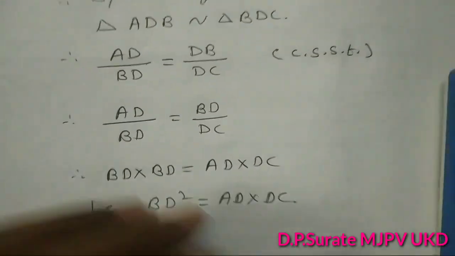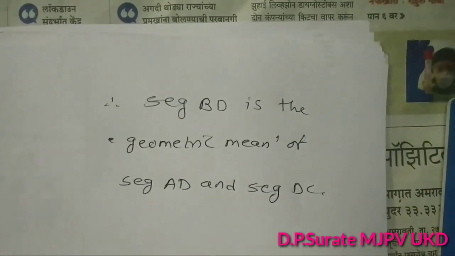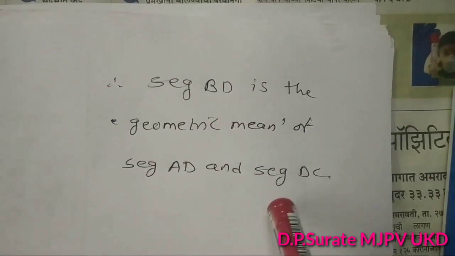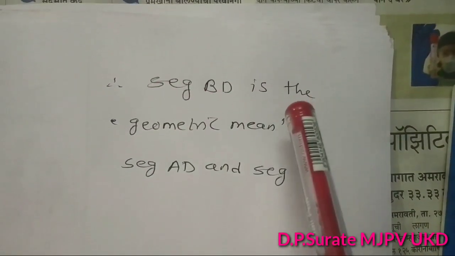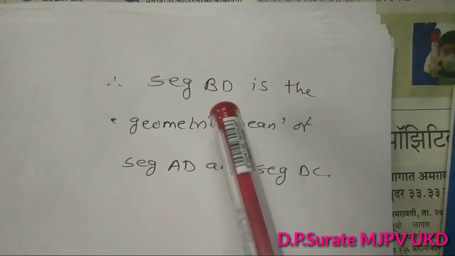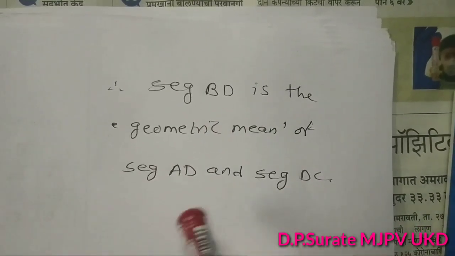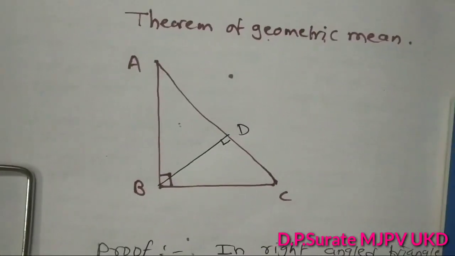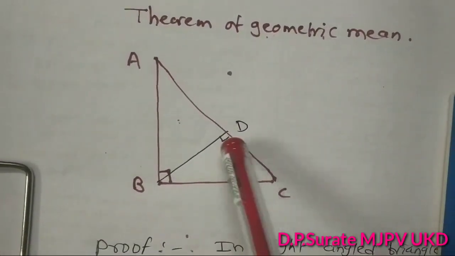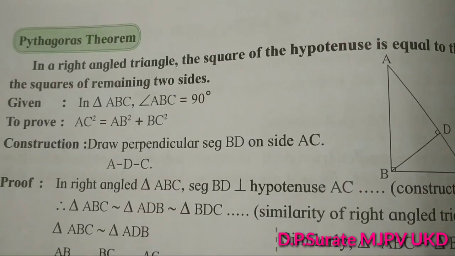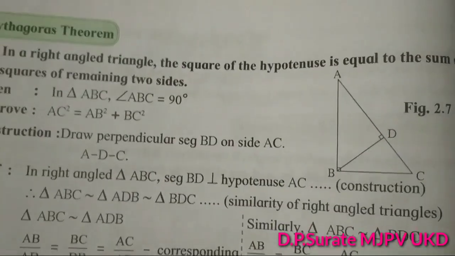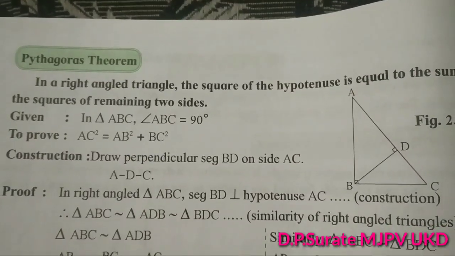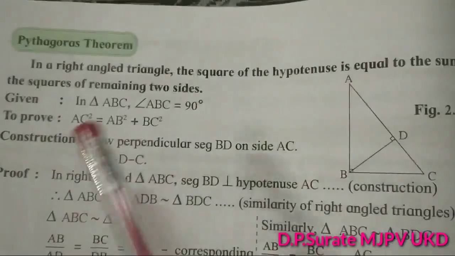It implies that seg BD is the geometric mean of seg AD and seg DC. Seg BD, because BD square equal to AD into DC, therefore BD is nothing but the geometric mean of AD and DC. Students, by using the similarity of right angle triangles, we can prove the theorem.